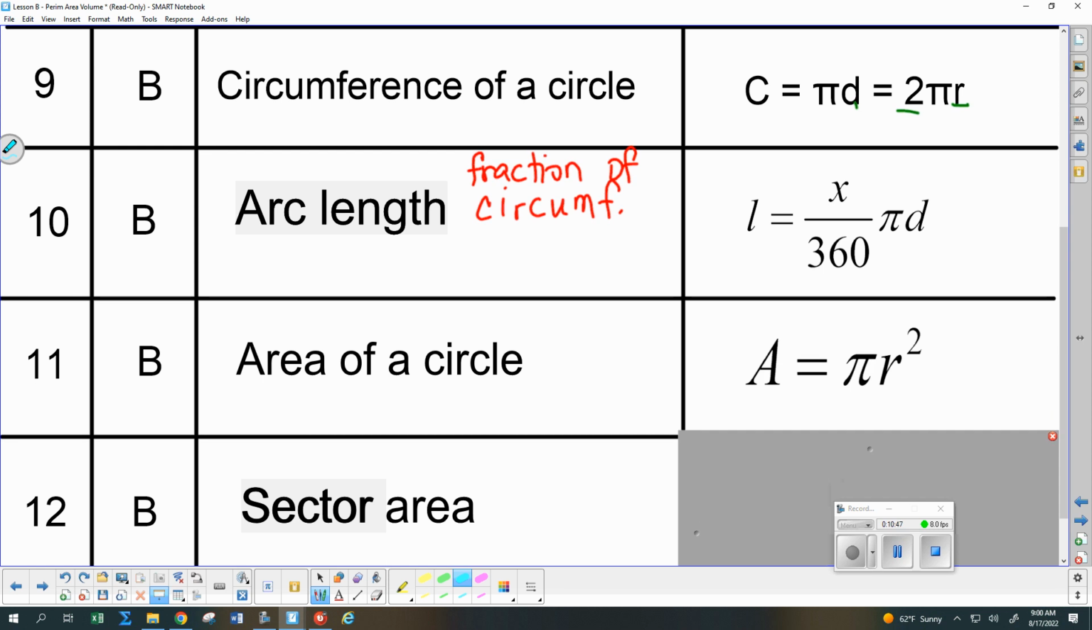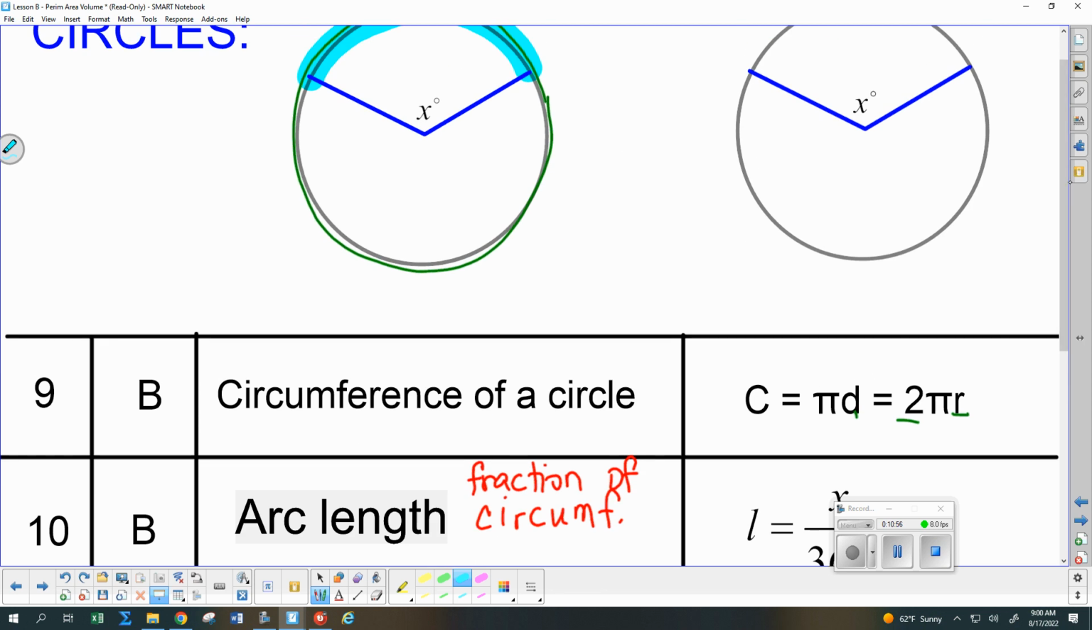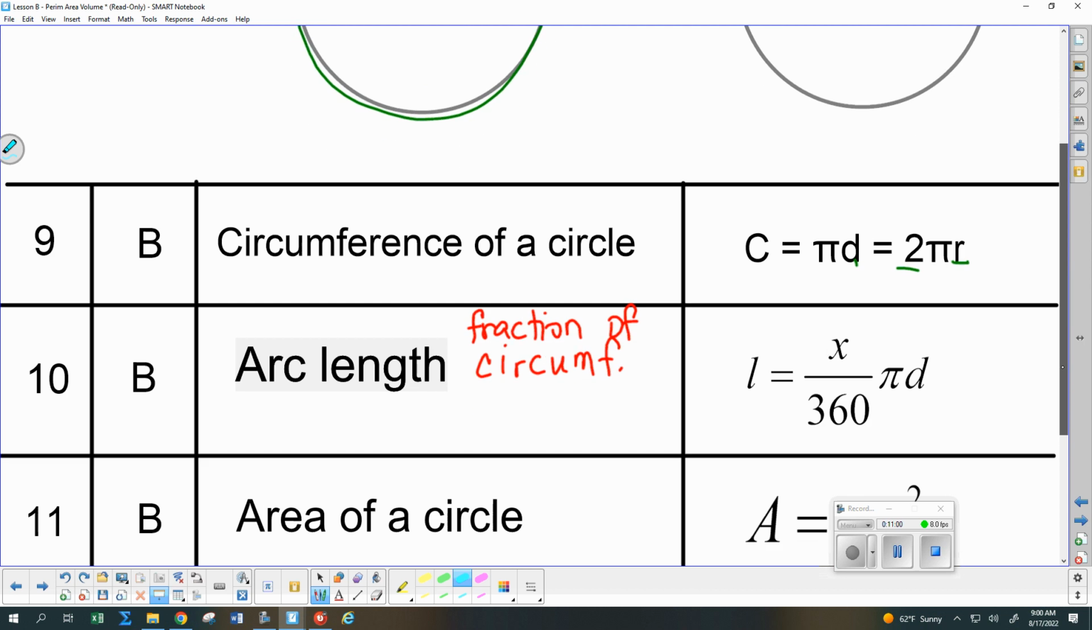Area is in square units. The area formula is the one that has the square in it. So that would be if I wanted to cover the whole thing with tile or with paint, how much would it take to cover the whole thing?